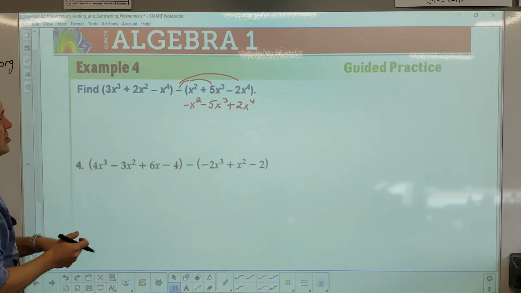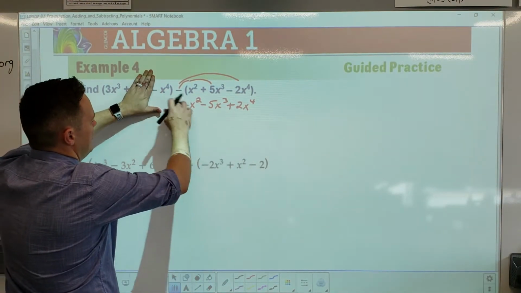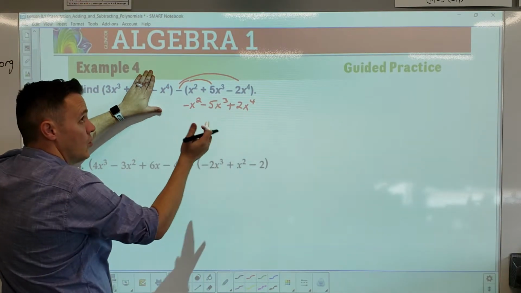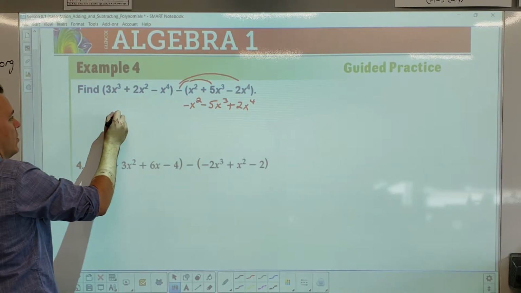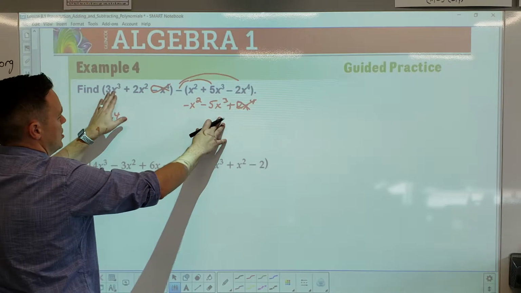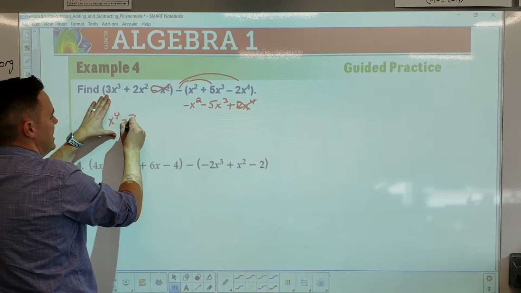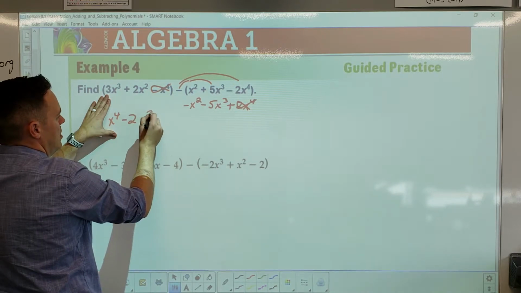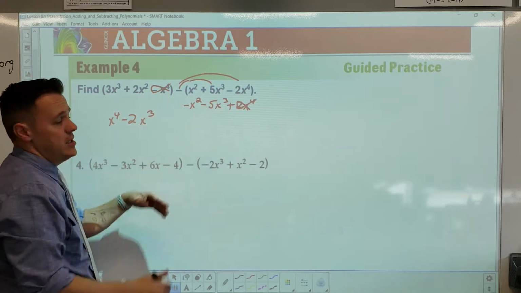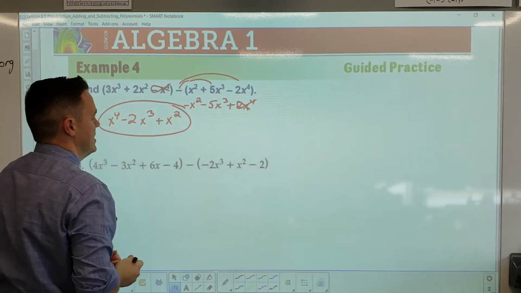Now you can combine the terms. So we'll start with the 4 because that's the biggest exponent. So negative 1 plus 2 is 1. So that would be x to the 4th. All right, and then your thirds, so it'd be 3 minus 5, which is negative 2. And then lastly, it'd be 2 minus 1, which would be positive x squared. Okay, there's your setup on that one.